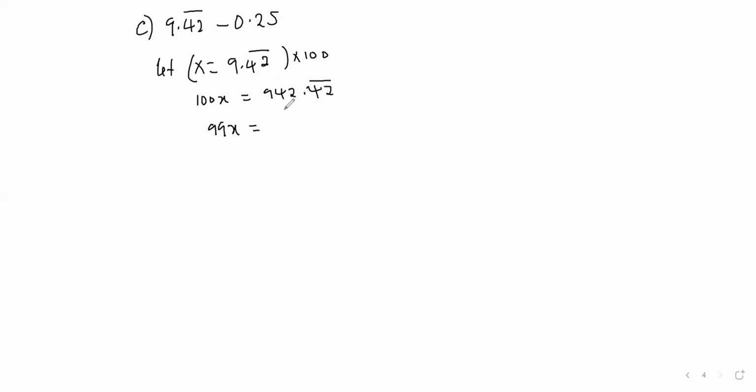And then 942 minus 9, we get 933. Yes. So those decimals, they will cancel each other there. So now divide by 99, divide by 99. So x is equal to 933 over 99. Like that.